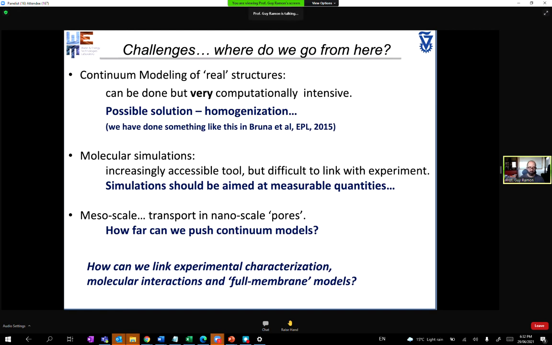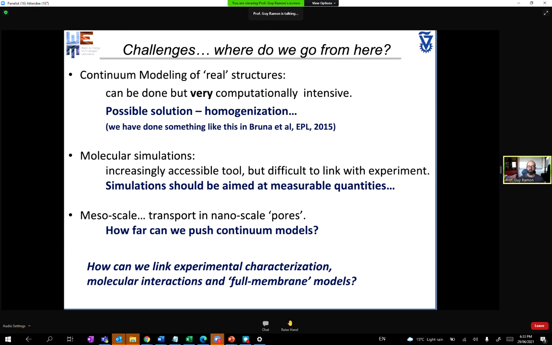And then finally, the mesoscale, which is really where I feel more comfortable or more at ease. So one question is, how far can we push continuum models? And as I said, I'm a firm believer in the bulk property. So a bulk property is very well represented in continuum, but boundary interactions is really when it becomes hazy, and we have to be careful.